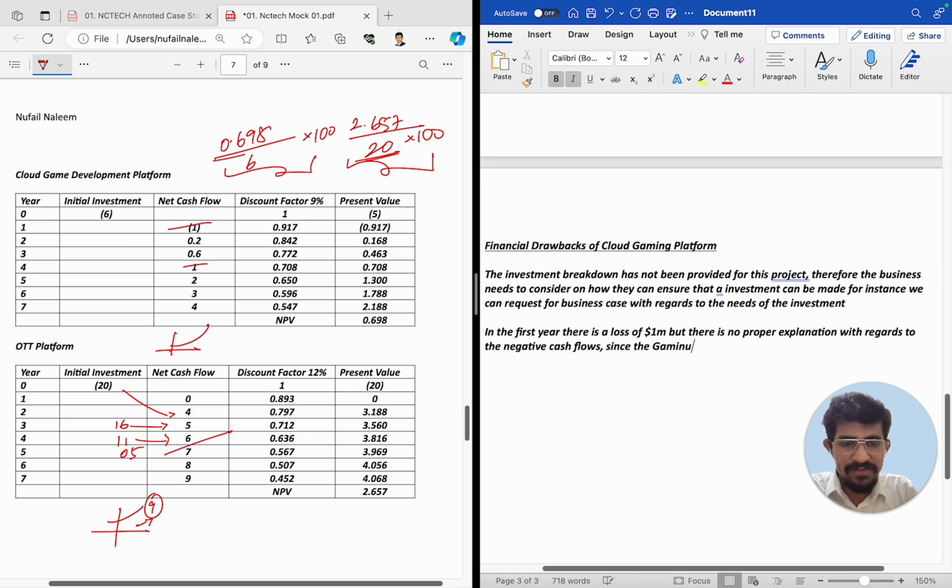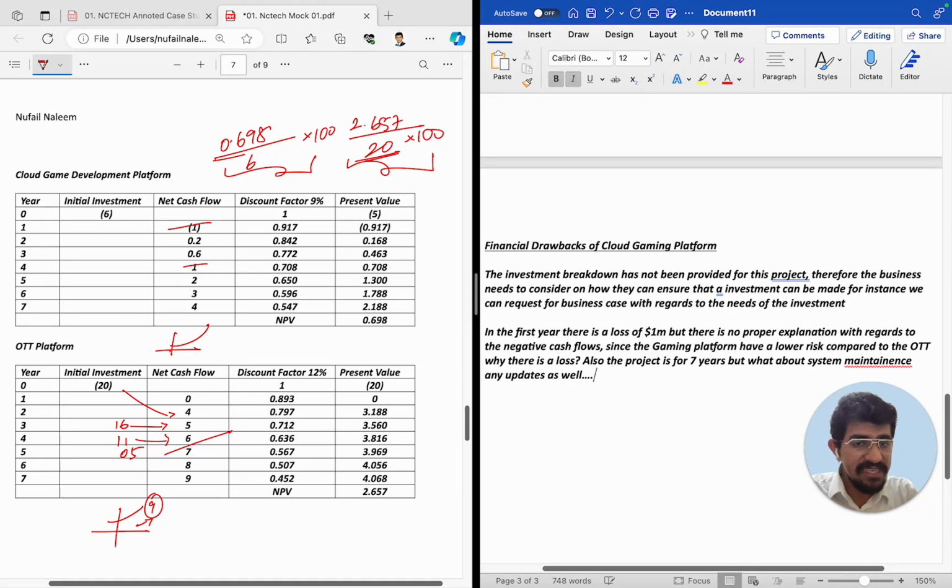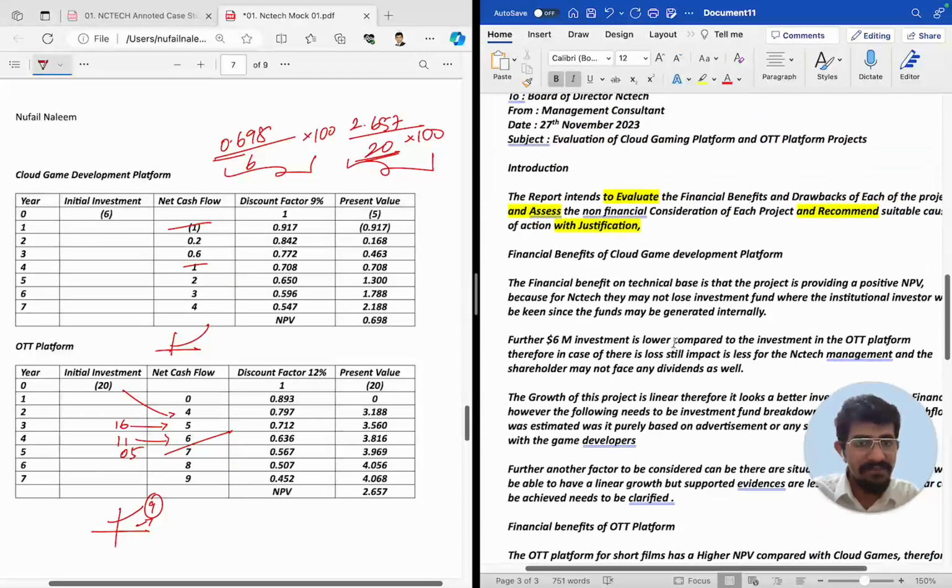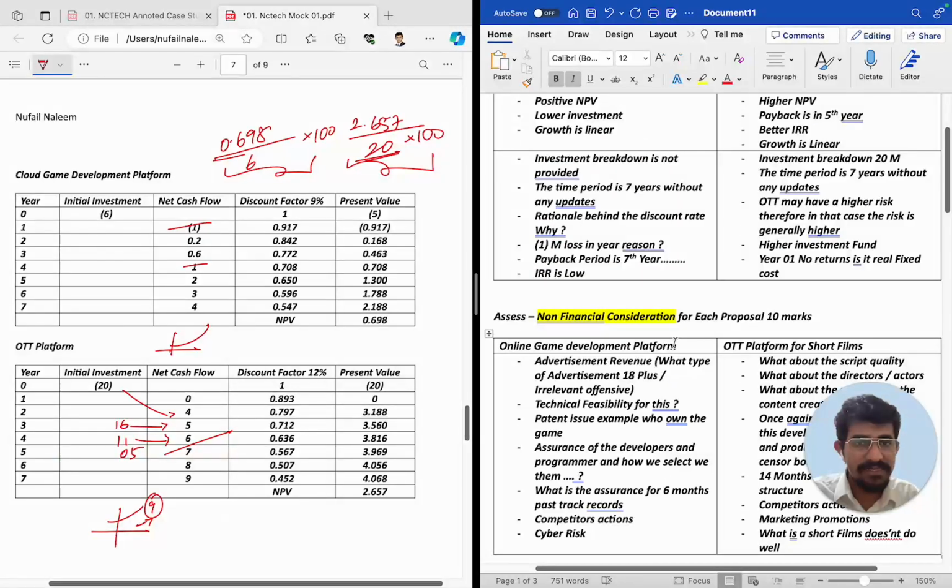Since the gaming platforms have a lower risk compared to OTT, why is there a loss? Again, I am emphasizing that. Also, the project is for 7 years. But what about system maintenance? Any updates as well? So that is again one factor that we have to consider. Very open transformation factors, that is important.